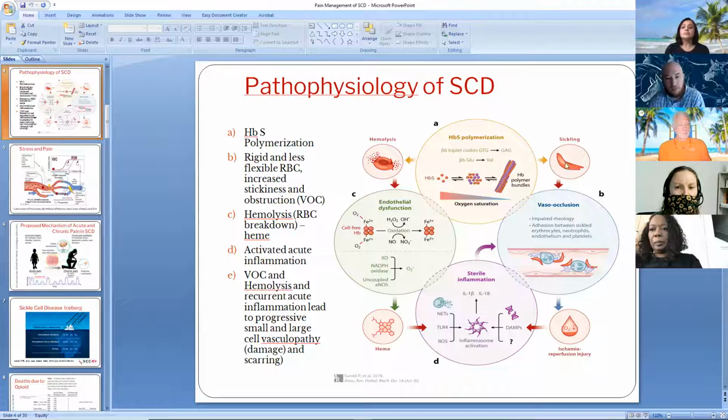And the same sickling then causes reduction of lifespan of the red cells by hemolysis, and the heme that's released is also toxic to the endothelial cells. The cell-free hemoglobin then causes more vasoconstriction and contributes to this vaso-obstruction. And this cycle goes on and on and on. And we know that there are some triggers.